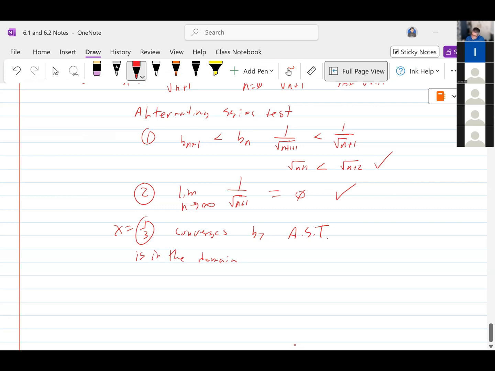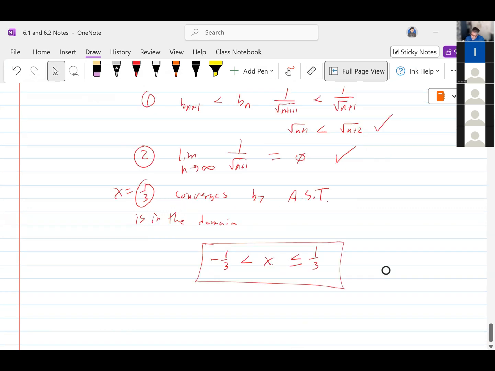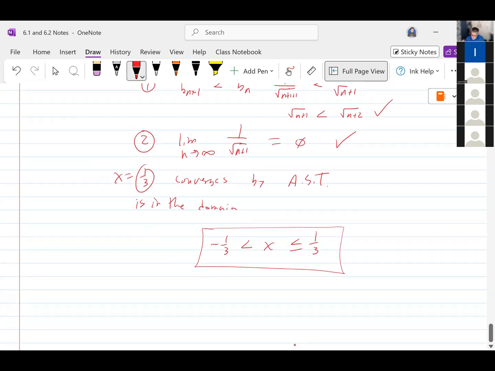So what does this tell me? This tells me that -1/3 is not a part of the domain, but 1/3 is in the domain. And so the interval of convergence is -1/3, not a part, 1/3 is a part. And so if we wanted to put this in interval notation, it is -1/3 not included, 1/3 is included. Okay, and that is 6.1.